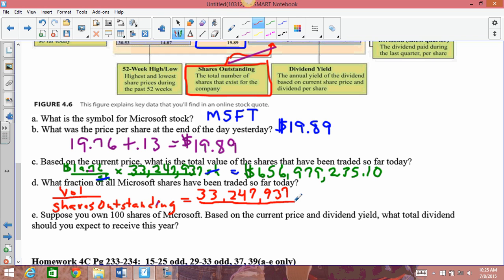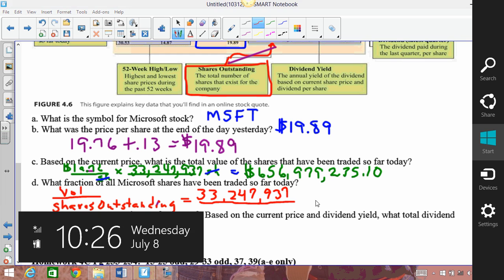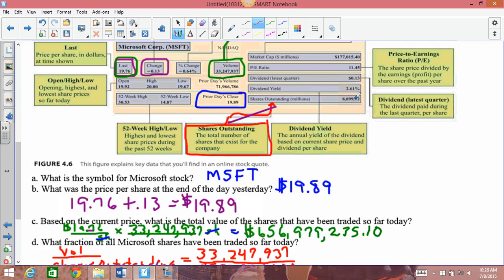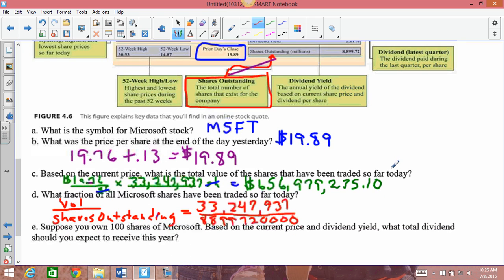And then I'm going to divide it by my shares outstanding. Now notice that that number there is represented in millions, so I need to take the number that you see there and multiply it times a million. So that's how I'm getting this number, 889972 with 4 zeros. As you'd be multiplying it by a million, which had 6 zeros, so you would take this decimal and move it 6 places to the right. Anyway, after you take that now and divide it, your calculator will give you 0.0037. That's the fraction that's been traded so far today.